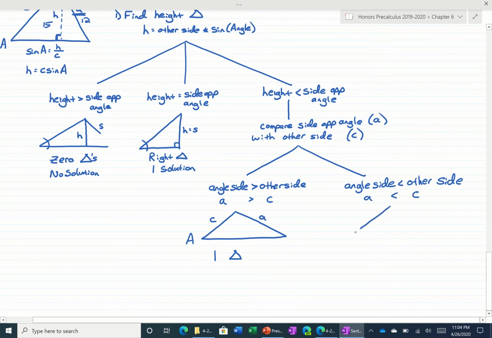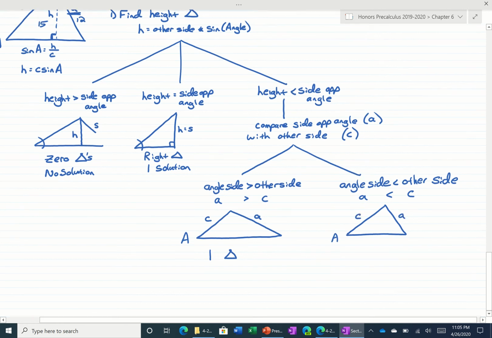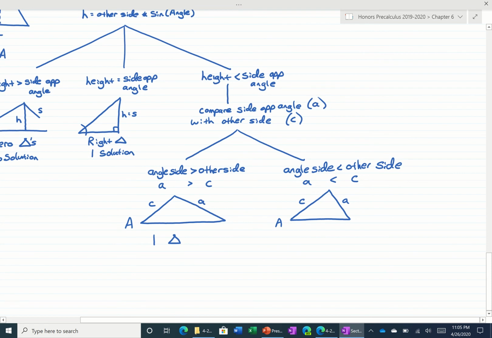And in that case, you could actually have two triangles. One solution would look like that, and one solution would look like this. Or instead of drawing A on this side, we actually draw it so it looks like this. And that's the second triangle. Now, I'm sure I'm going to have to go over that, and I will, but this would give you two triangles.